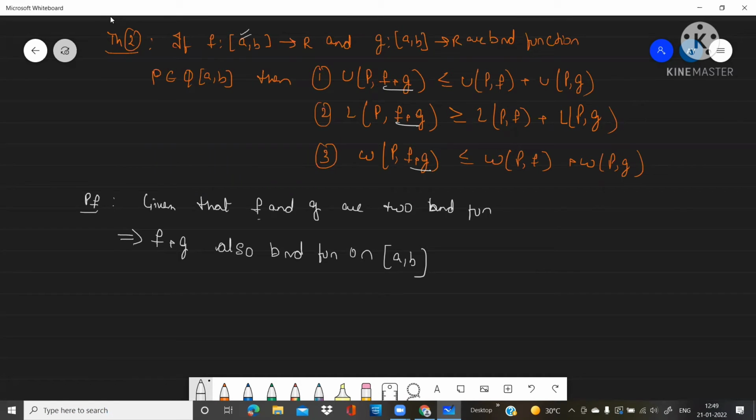Now let us talk about the partition. First they gave f is bounded, g is bounded. Its addition will also be bounded. We wrote that step. Next we are talking about the partition. Let P be a equals x0, x1, and so on up to xn equals b, the partition on the closed interval [a, b].